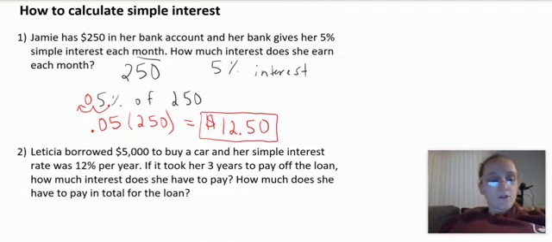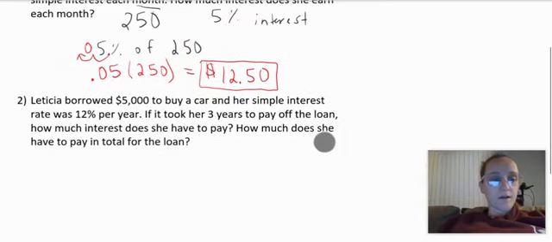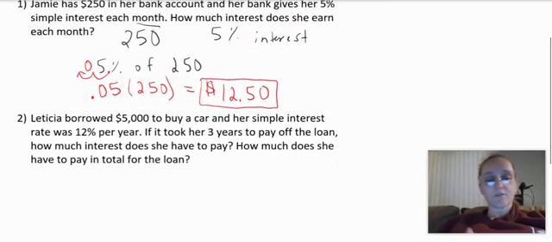All right. So for number 2, Letitia borrowed $5,000 to buy a car, and her simple interest rate was 12% per year. If it took her 3 years to pay off the loan, how much interest does she have to pay? How much does she have to pay in total for the loan?